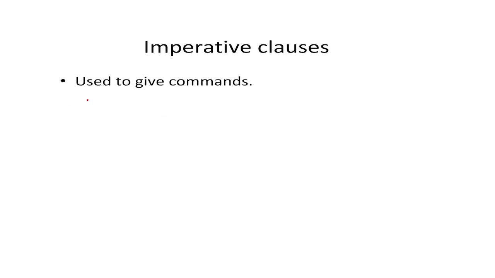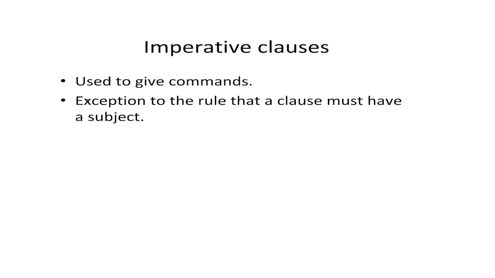Imperative clauses are used to give commands. We've said that a basic clause always has to have a subject, what or who the clause is about, and a predicate, what you're saying about the subject. Well, imperative clauses are the exception to this rule, because an imperative clause consists of only the predicate. It's only the verb phrase.